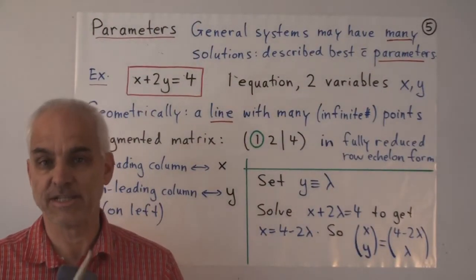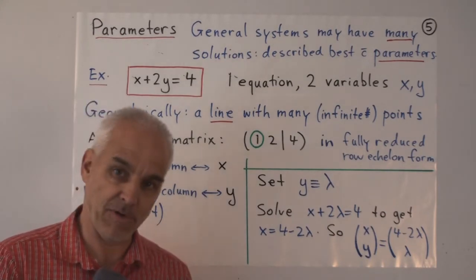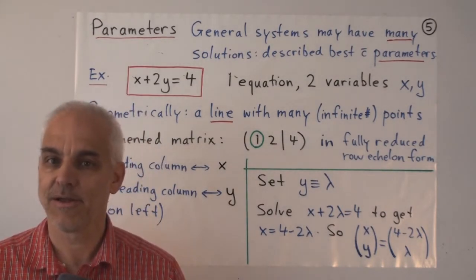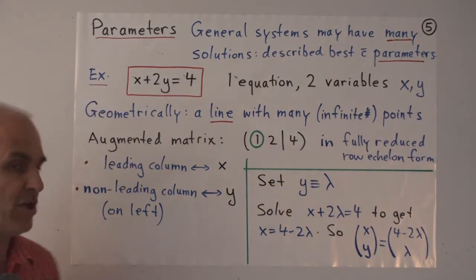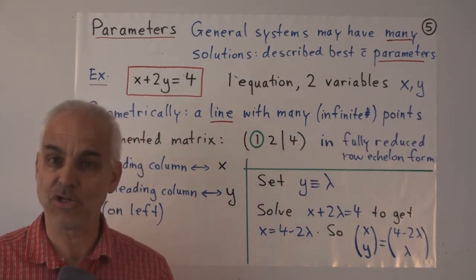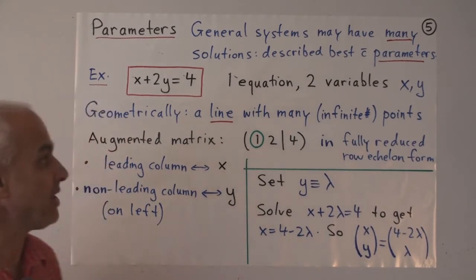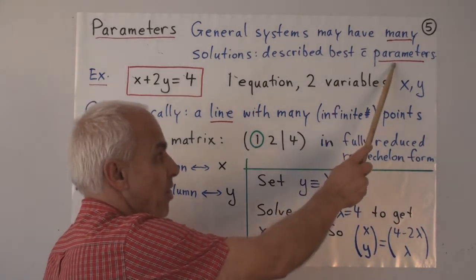A general linear system with many variables and many equations can have a whole multitude of solutions. Generally, we expect that solutions come in families and are described via parameters.